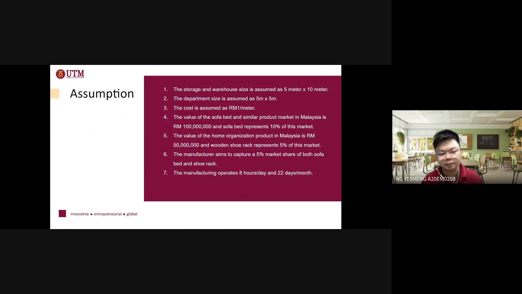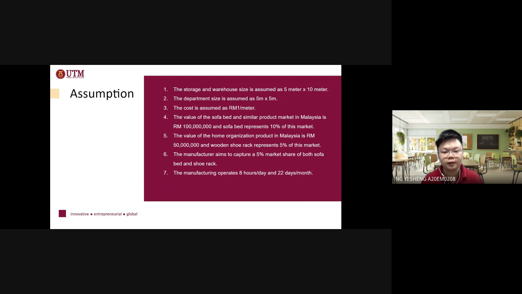Next is the assumption. So there are seven assumptions. The storage and warehouse size is assumed to be 5 meter times 10 meter. The department size is assumed to be 5 meter times 5 meter. The cost is assumed to be 1 ringgit per meter.